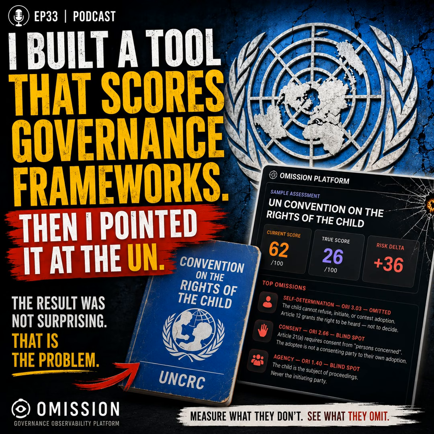Wow. Okay, moving to the second finding. This is where we look at consent. The ORI score here is 2.66. Which is a massive blind spot. Yeah. Visibility plummets to just 10%. And Article 21A of the convention is the linchpin here. It requires informed consent from, quote, persons concerned before an adoption can legally proceed. And if you look at 35 years of adoption law, endless reform litigation has turned on the interpretation of that exact phrase, persons concerned. Right, like who actually counts as a person concerned?